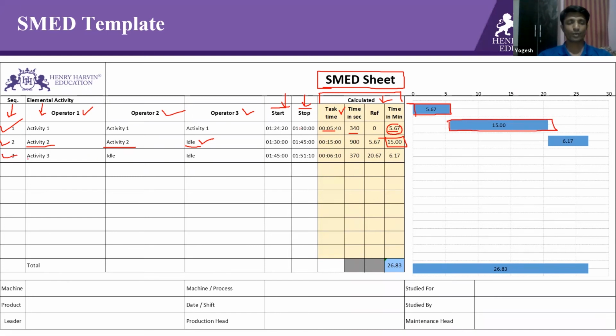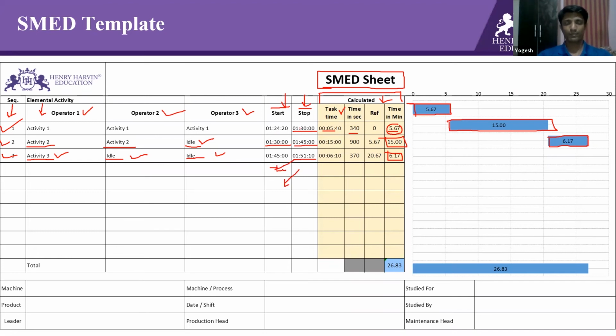Then third sequence, operator 1 is performing activity 3. Now here see, operators 2 and 3 both are idle. So it is a single person activity, and these two people are waiting for the next activity to happen, right? This activity took 6.17 minutes, and this is plotted here on this graph. So everything is automated. You don't have to plot any graph here. What you need to do is break down those activities into elements, and record the start time and stop time of each activity. Now see here, the key is that the stop time of the previous activity is the start time of the next activity, right? So you just need to write down this time here, or this time here. It will be the same, previous one, this one, then this one, like this.